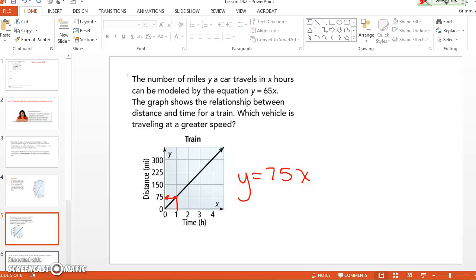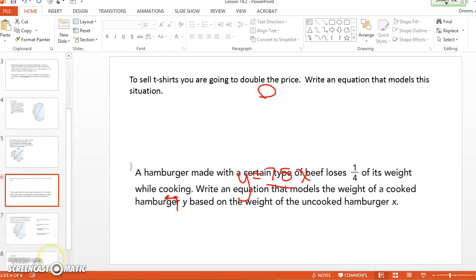And the question is, which vehicle is traveling at a greater speed than the train? Yeah, so it's 75 miles per hour, and this one is 65 miles per hour. All right, let's keep on moving.